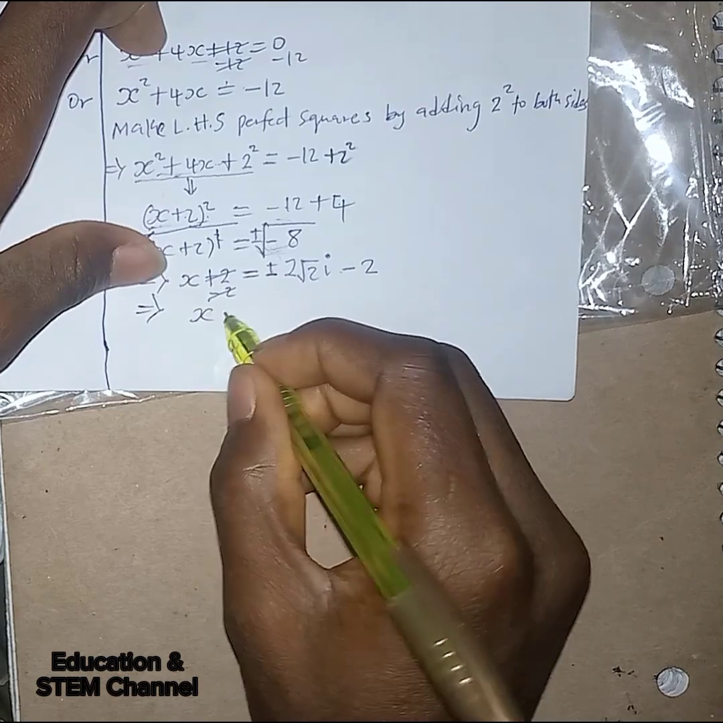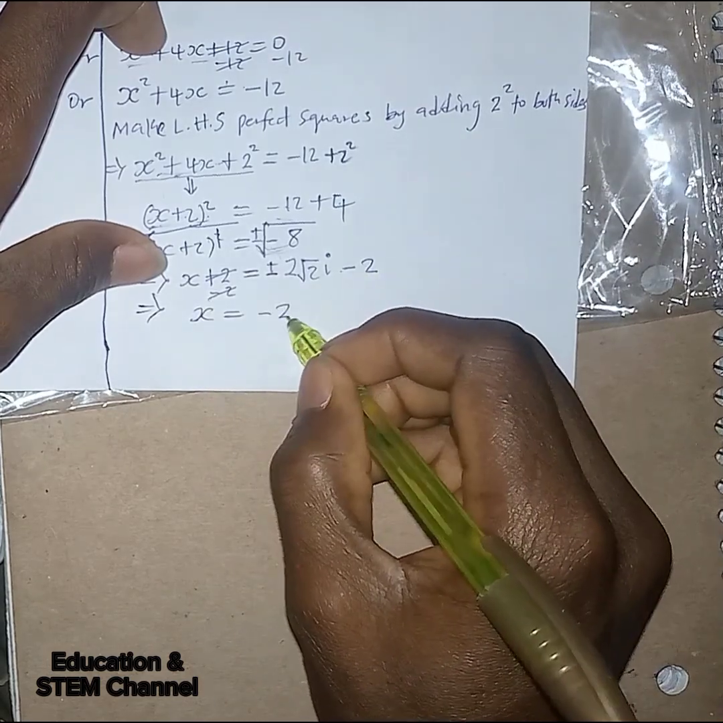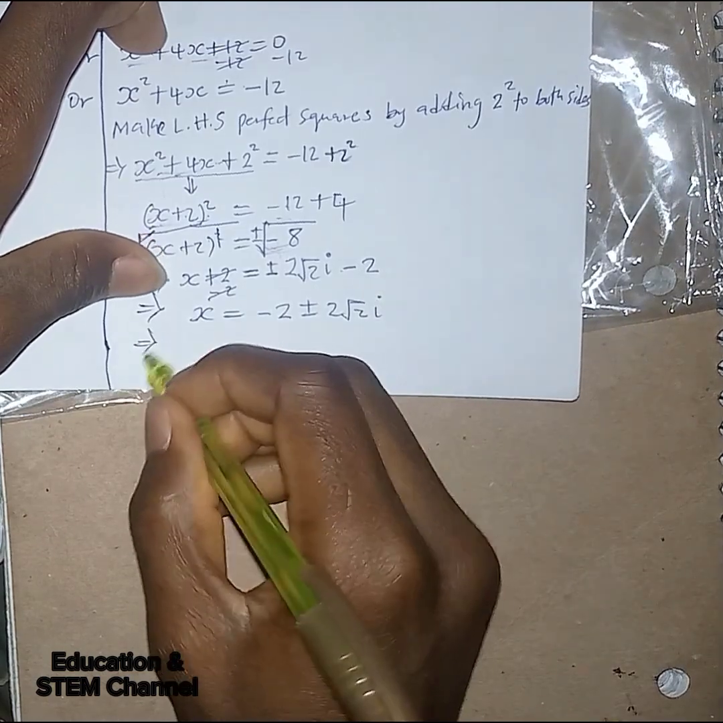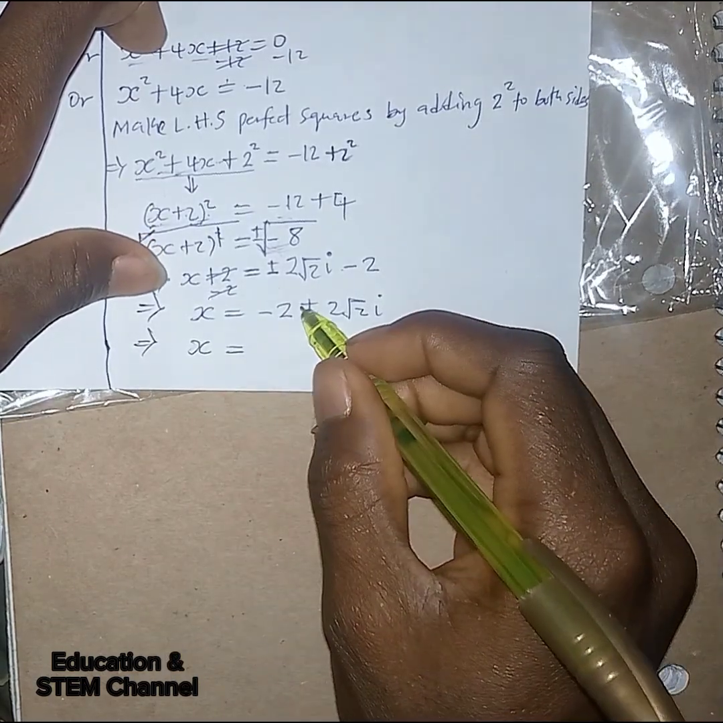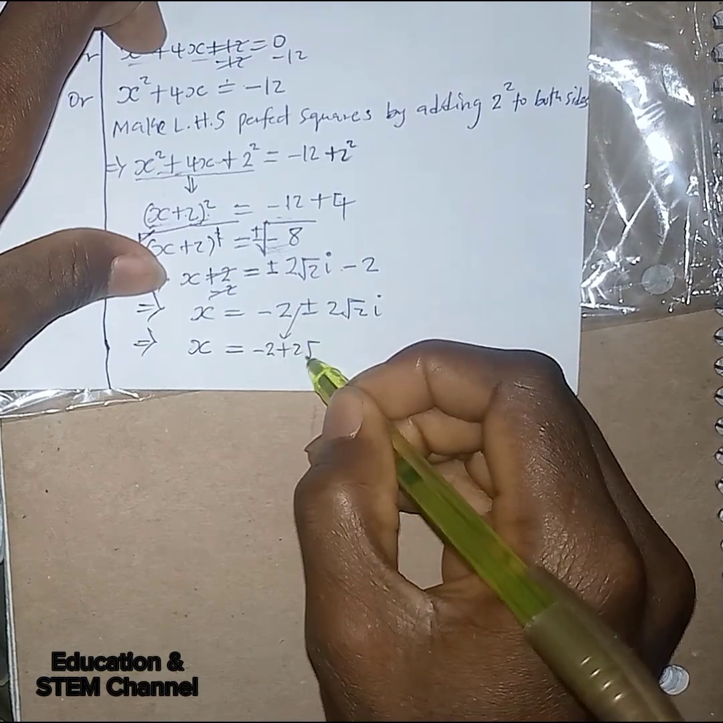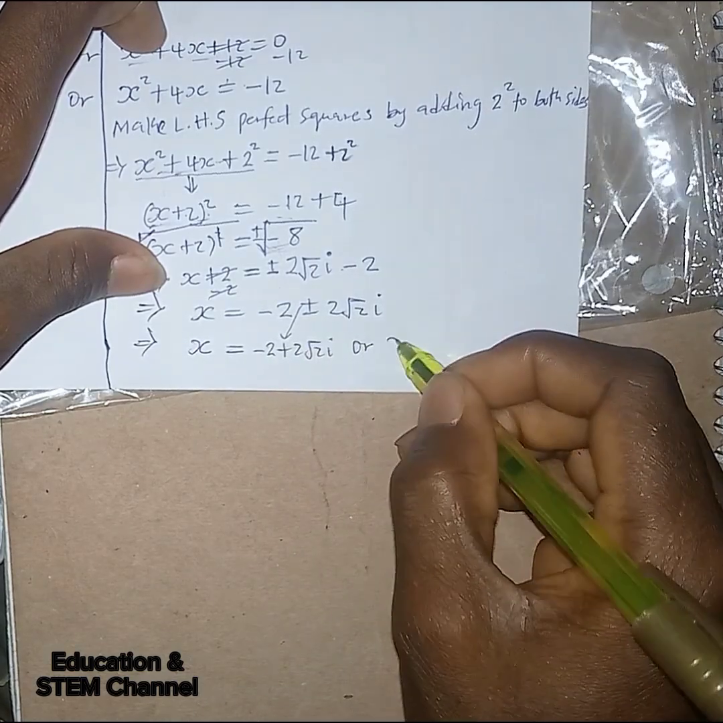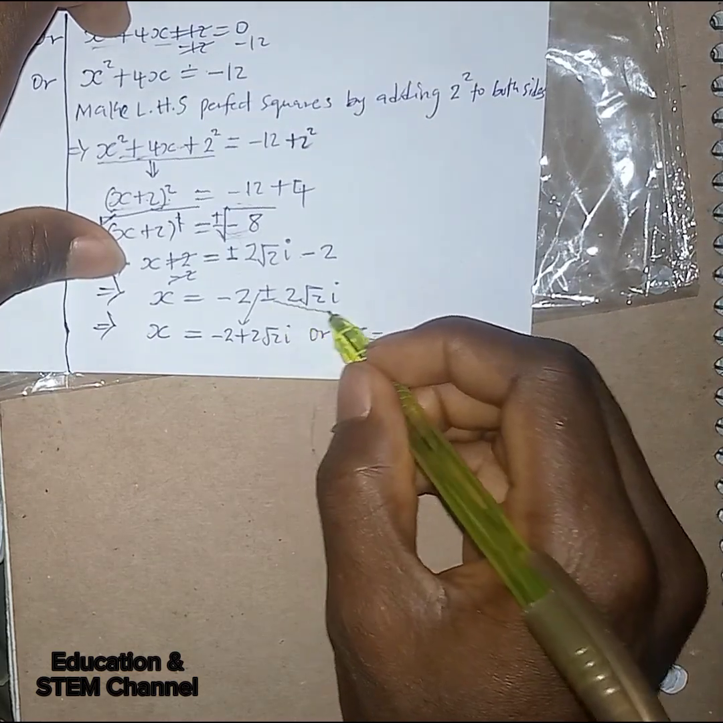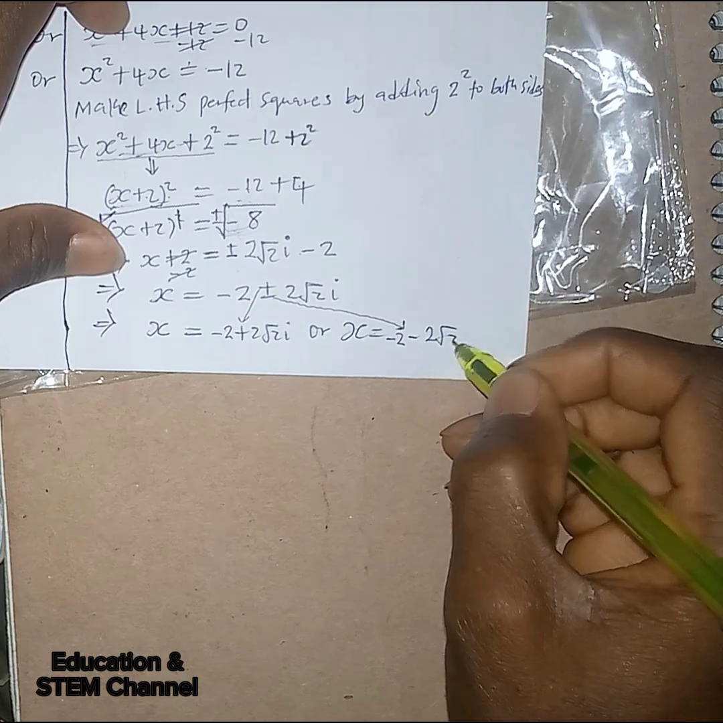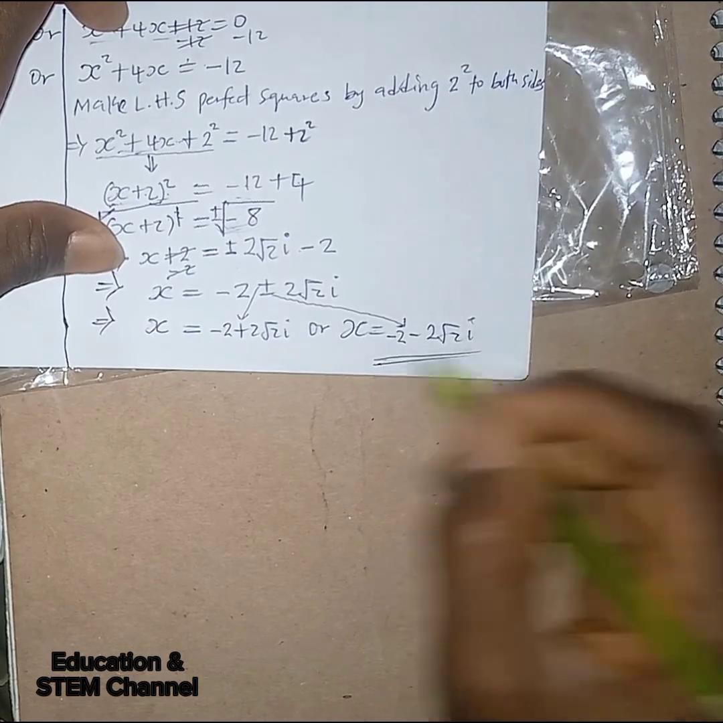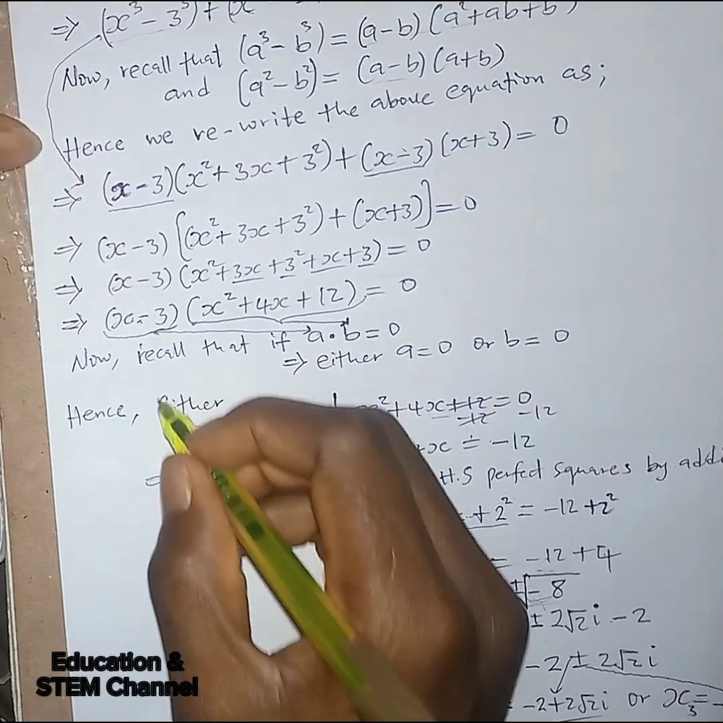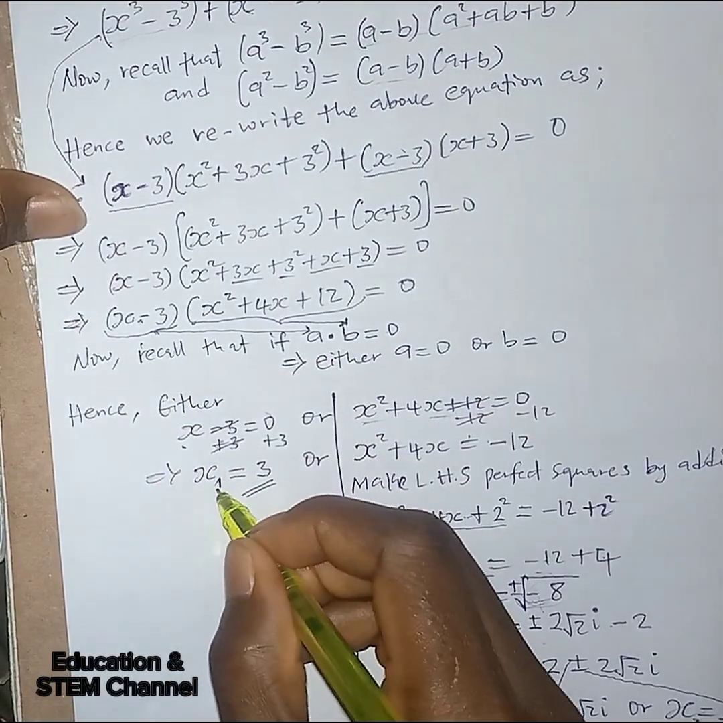Now, to make x stand alone, which is the x we are looking for, subtract 2 from both sides, so that 2 minus 2 cancels on the left hand side. Then we have negative 2 plus or minus 2 root 2I on the right hand side. This means we get two values: negative 2 plus 2 root 2I and negative 2 minus 2 root 2I. So our second solution is negative 2 plus 2 root 2I, and the third solution is negative 2 minus 2 root 2I.